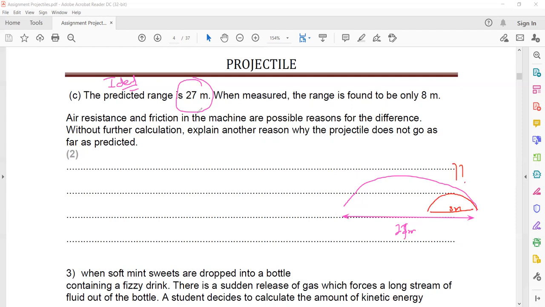So what could be a possible reason? They already mentioned that air resistance and friction in the machine are the responsible reasons for the differences. Without further calculation, explain another reason why the projectile does not go as far as predicted. So air resistance and friction are the two reasons they already mentioned. But what other thing?